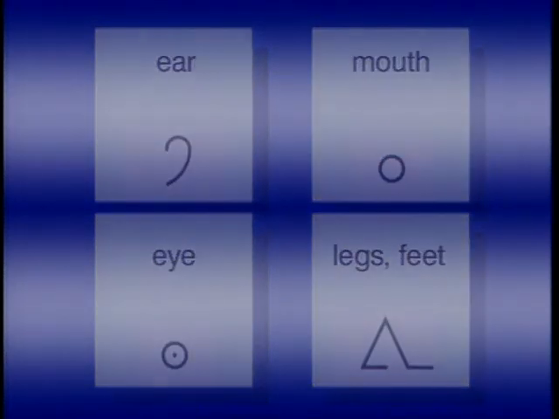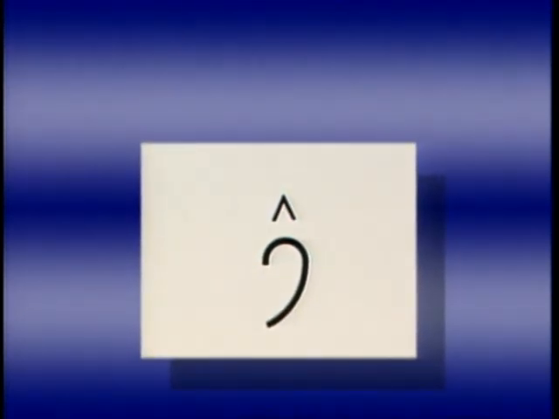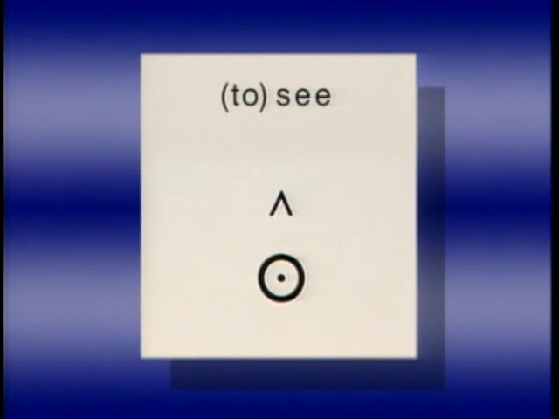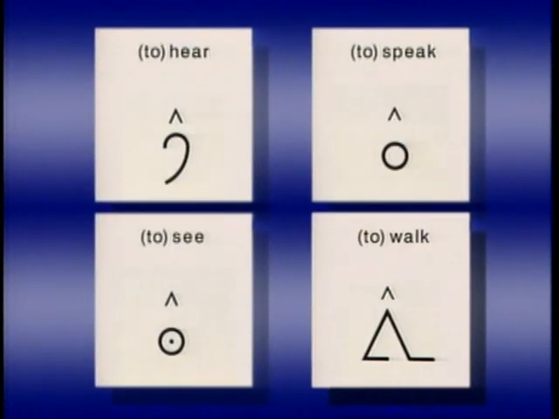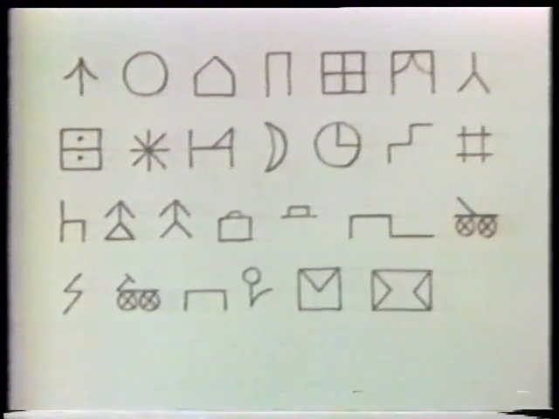Bliss incorporates several small symbols called indicators that are used as linguistic markers. This one is the action indicator. You have seen it over all the verbs. Put it over the ear, it means to hear. Put it over the mouth, it means to speak. Over the eye, it means to see. Over the legs and feet, it means to walk. You're right. The meaning is derived from the body part that's represented. Here we can see how easily Bliss can be taught and used within a story.